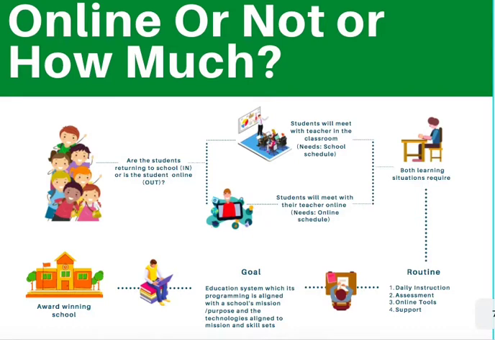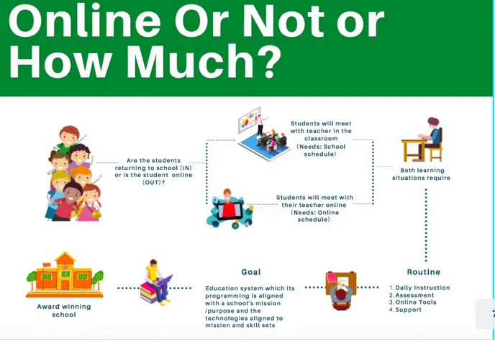So the first question we have to ask ourselves: are students going to go live or online or both? And if they're going to do both, then we have to set our daily instructional practices according to the goals of our system. So, for instance, what type of daily instruction are we going to have that uses the technologies that are in there?